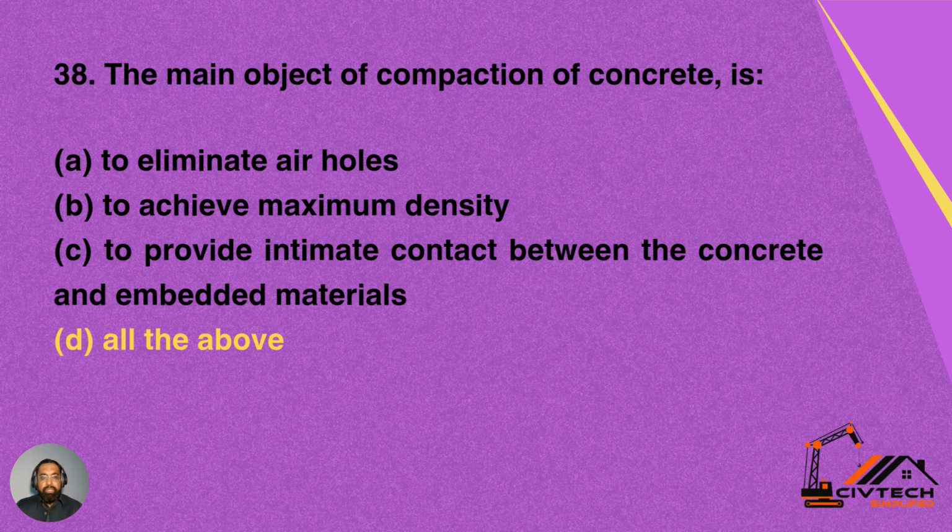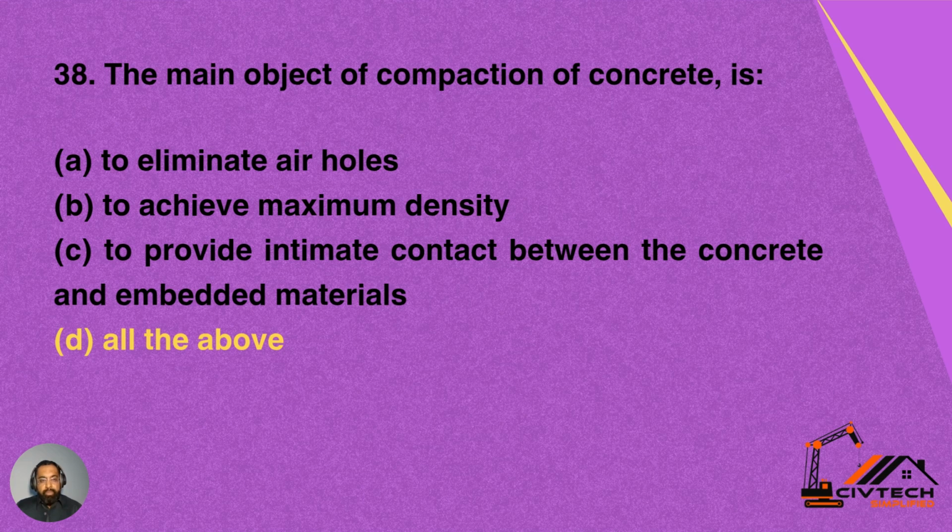Question 38. The main objective of compaction of concrete is: option A, to eliminate air holes; option B, to achieve maximum density; option C, to provide intimate contact between the concrete and embedded materials; option D, all of the above. So all these are the results of the compaction of concrete.